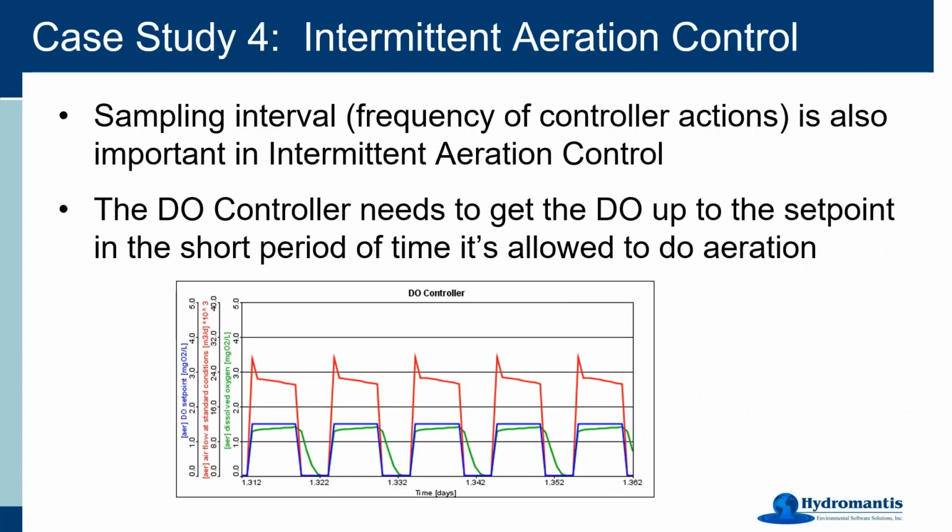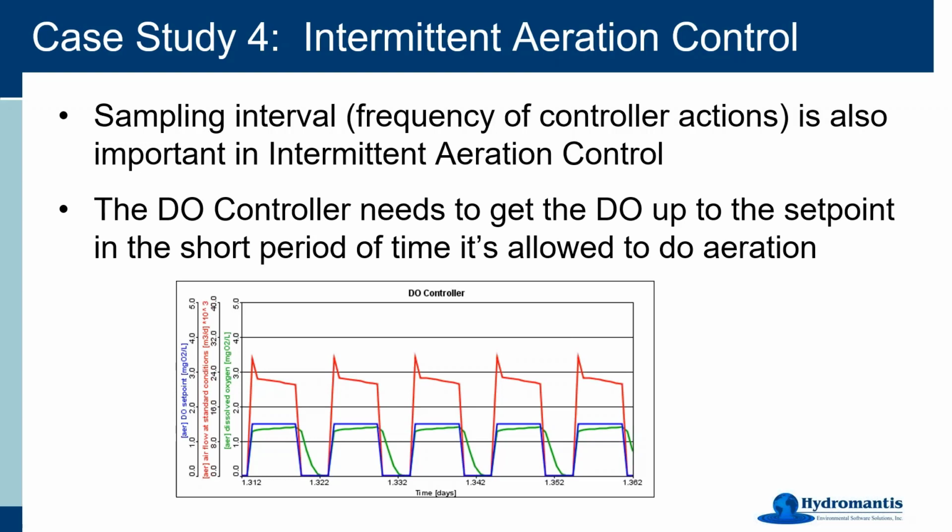Again, because we have controllers in series, the sampling interval is very important in setting up intermittent aeration control. In this case, the DO controller only has a very short period of time where it's going to act. Based on some other examples that I have seen, I set it for 15 minutes. It has 15 minutes to get from anoxic all the way up to the DO set point, which in this case is 1.5. So when it's aerating time, your DO controller has to come on quickly and get up to the right point.